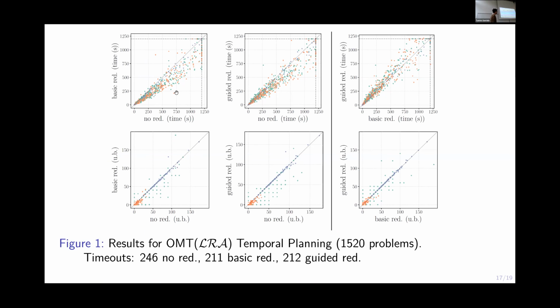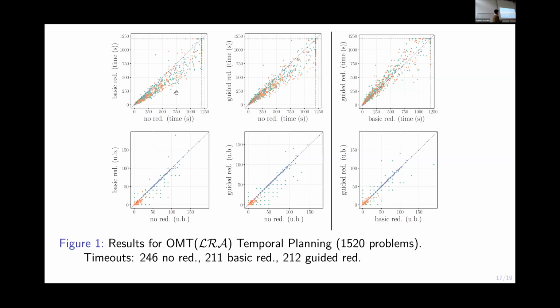So these are the results on the temporal planning benchmarks. On the first row, we compare the reductions in terms of running time. And on the second row, we compare them in terms of the best upper bound found. On the columns, we compare pairwise the reduction. So we have the no reduction compared with the basic reduction. And we have the no reduction compared with the guided optimization aware reduction. And finally, we compare the basic reduction with the guided optimization aware reduction.